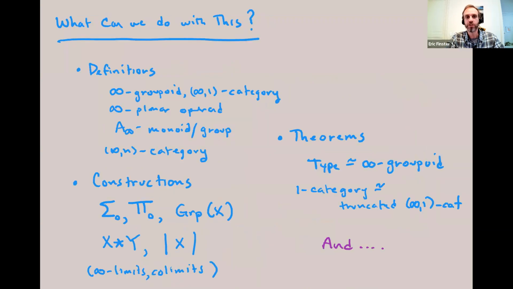Okay, so what can you do once you've done this? Well, first of all, once you have open-topic types around, you get lots of definitions. So you can define what you mean by an infinity groupoid. You can define what you mean by an infinity one category. What is an infinity planar operad? What is an infinity n category? You can do infinity category. You can do lots of stuff. You can beef up the notion of open-topic type to take into account symmetries, and then you'll be able to define symmetric versions of all of these.